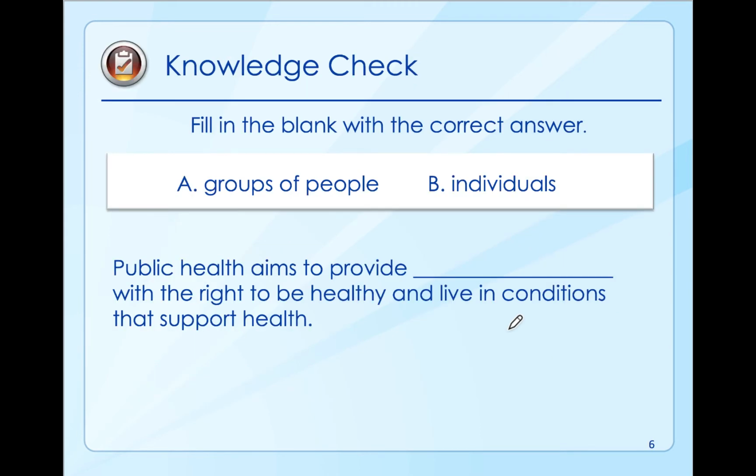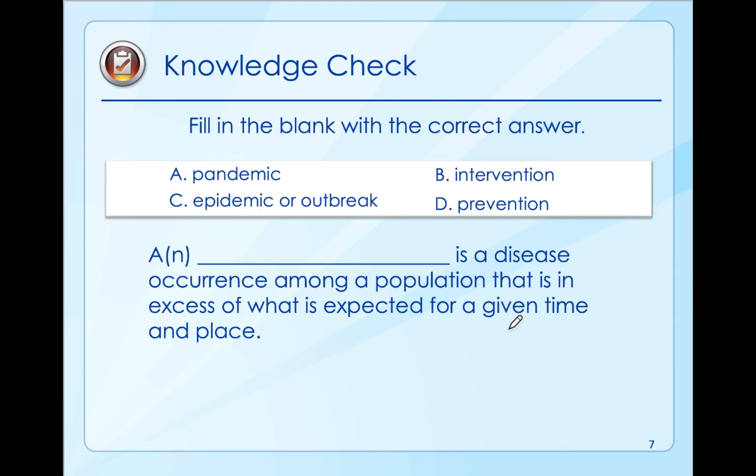So when you think about it, public health aims to what? Provide groups of people with the right to be healthy and live in conditions that support health, or the individuals? And if you answered groups of people, you're on the right track. Fill in the blank with the correct answer.